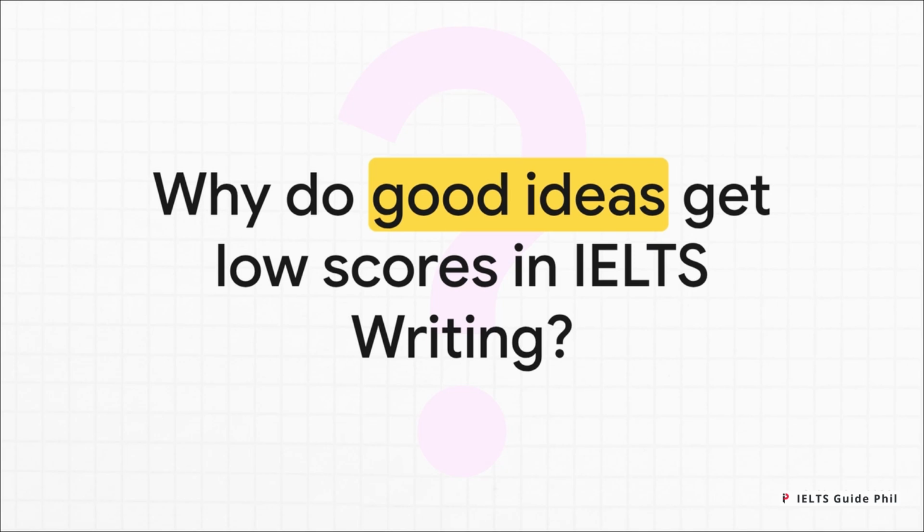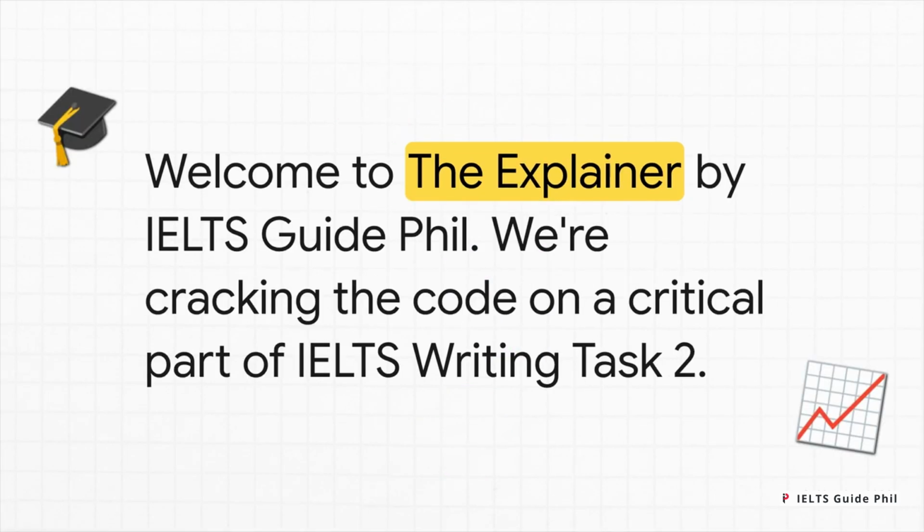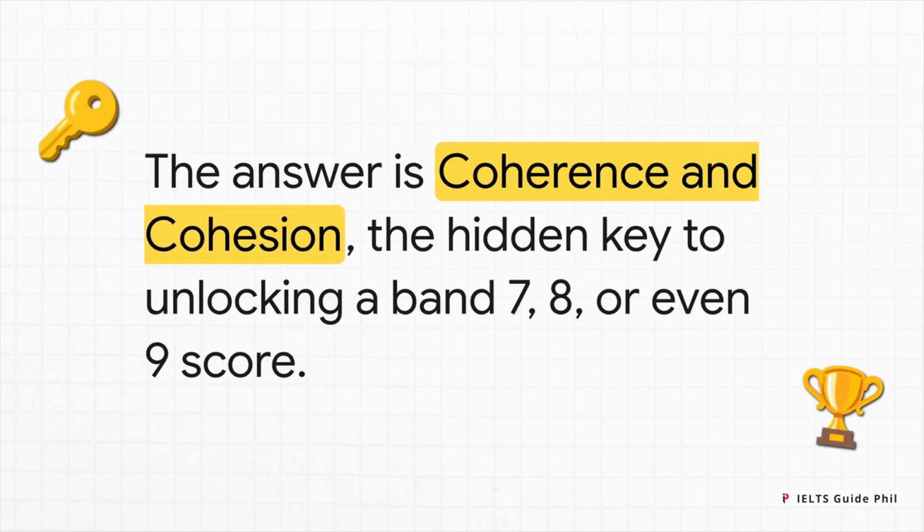All right, welcome to The Explainer by IELTS Guide Phil on YouTube. Today, we are going to crack the code on one of the most important and, honestly, most misunderstood parts of IELTS Writing Task 2. And here it is. The answer is coherence and cohesion. I'm telling you, these two words are the secret key to unlocking a band 7, 8, or even a 9.